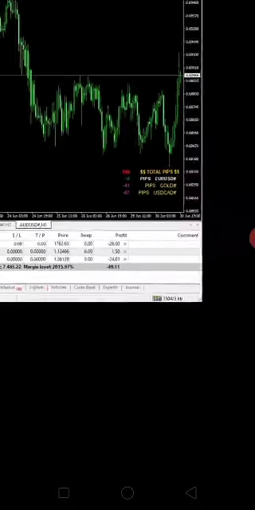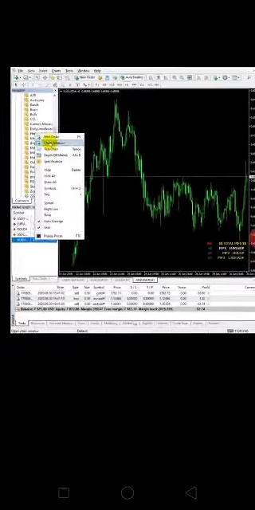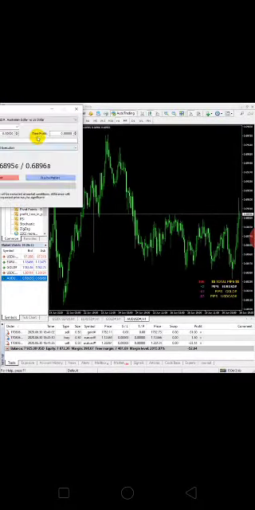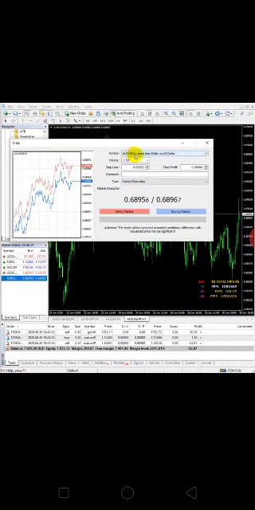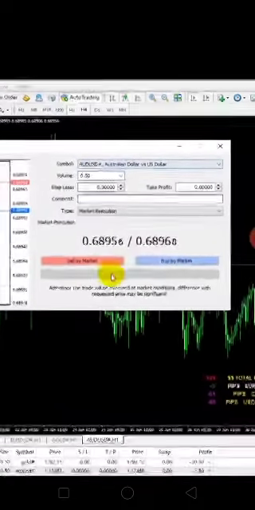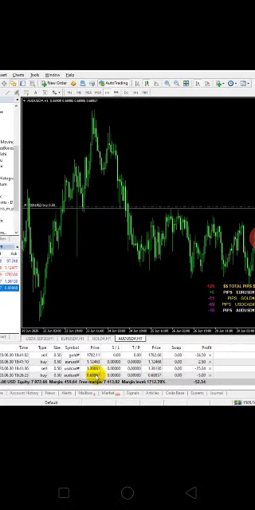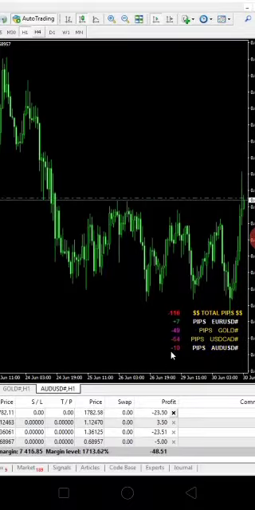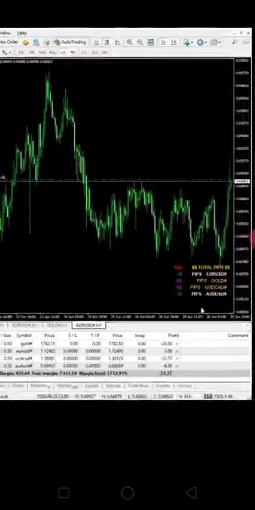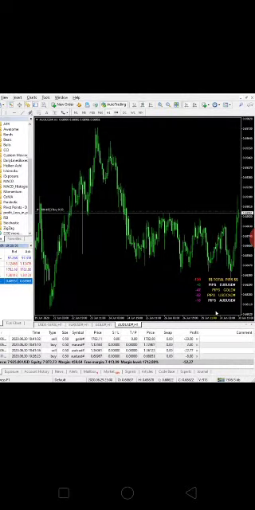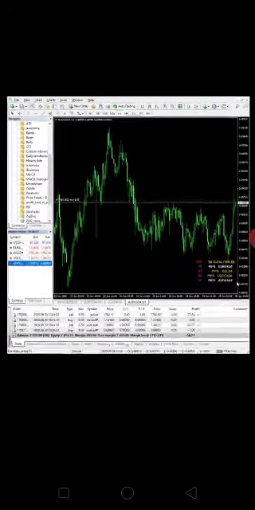Let me add one more order. Let me bring it over here, and you check that I'm placing an order on AUD USD and I'm putting a buy trade, and here I placed it. Here the order has been added. Similarly here the AUD USD order has been added. Same way you keep adding your orders, you will be able to see the profit and loss in pips.